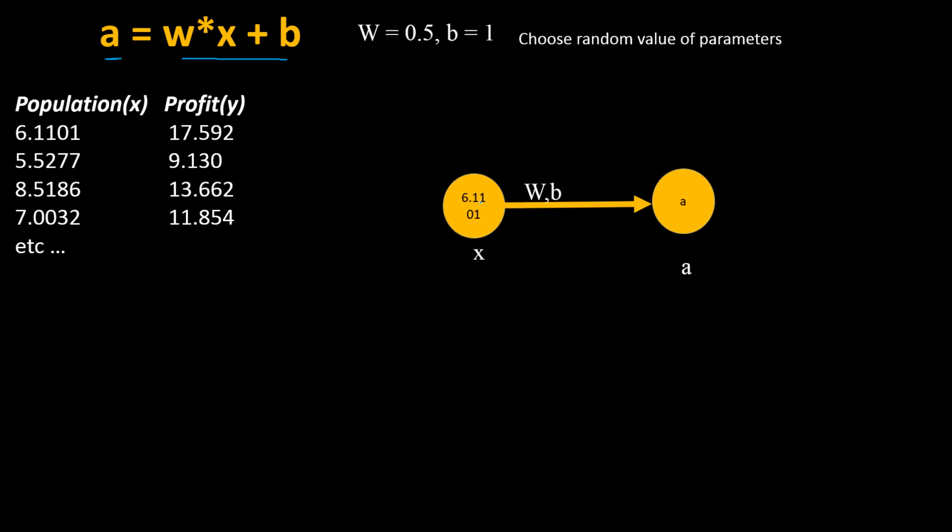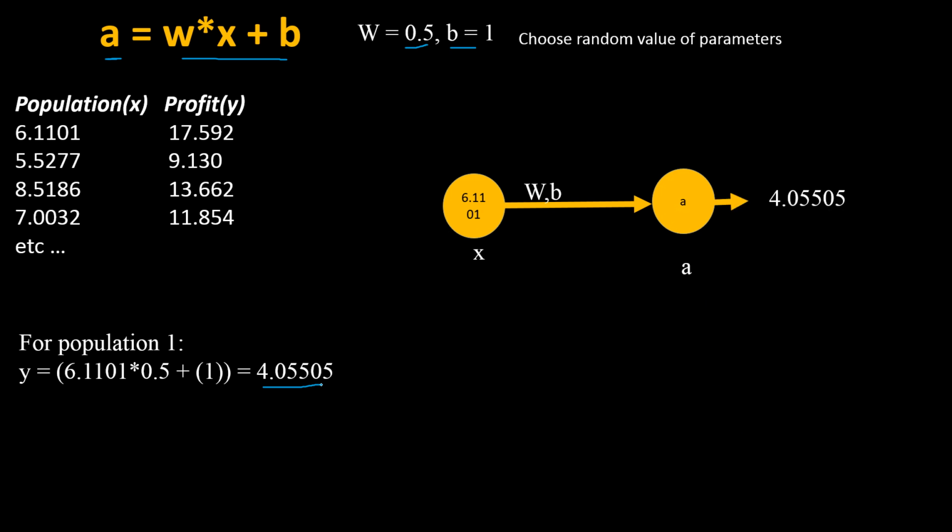So this is our model. We have an input X, and we have model parameters W and B, and we have to compute A based on this W and B. Consider the first example, population 6.1101, and we have a random value of W. We multiply it, add the bias term or the intercept term, and we get an output: 4.05505 for this input.